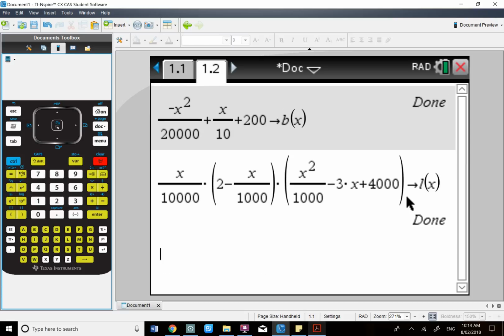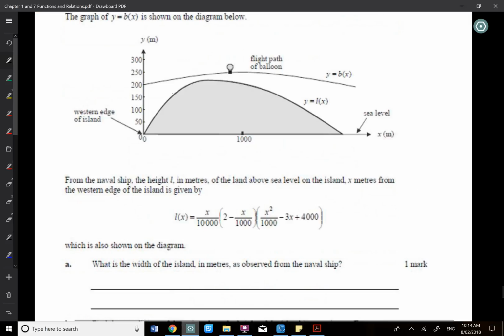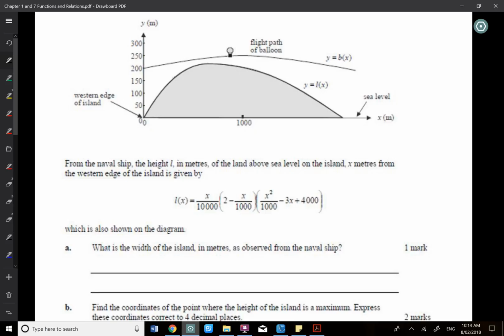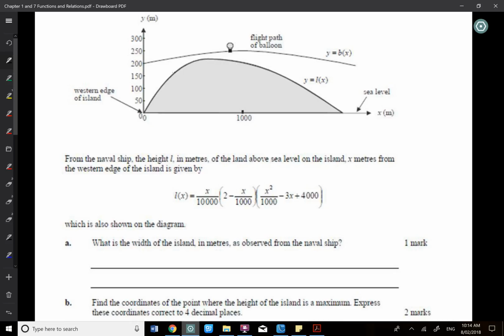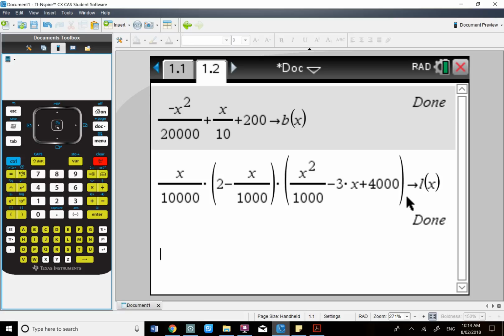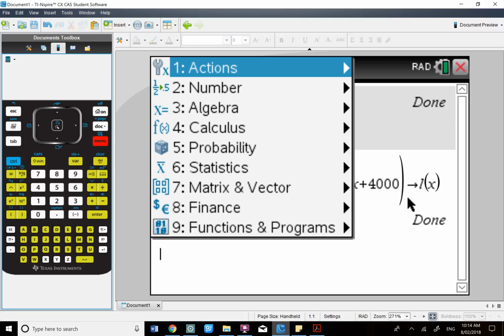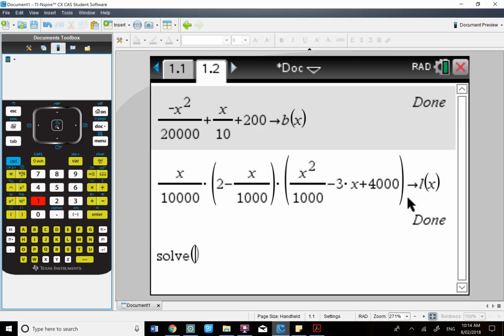Okay, so we have defined the function. Now let's have a look at the question. What is the width of the island in meters as observed from the sheet? The width of the island is from here to here, which is the x-intercept. This point is already at 0, 0, because if you substitute 0 into L(x), that will be just 0. So for the other side, I need to find that intercept. Because we have defined the function L(x), we can just go to menu, 3 and 1 to solve for it. We don't need to put the whole function now. We just go for L(x) equals 0, comma x.